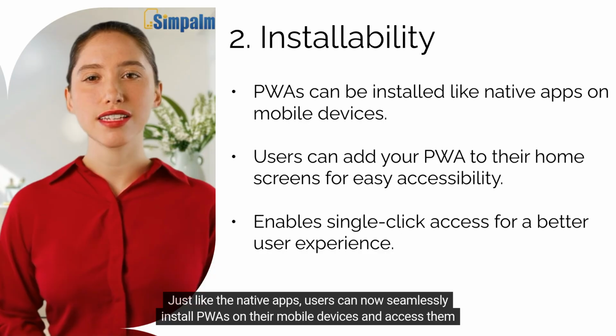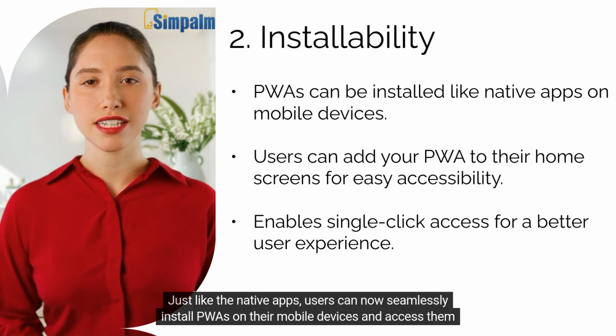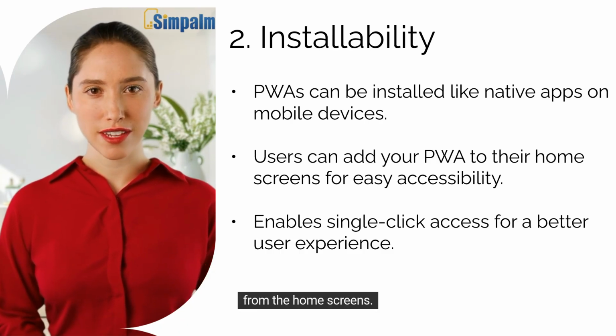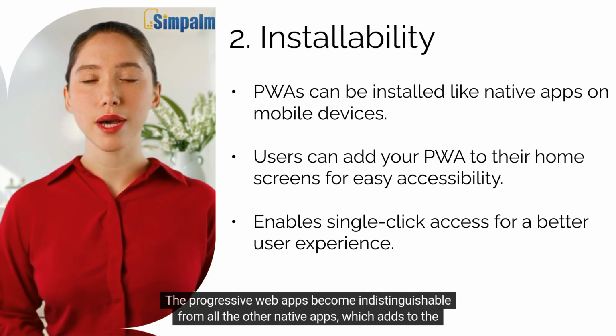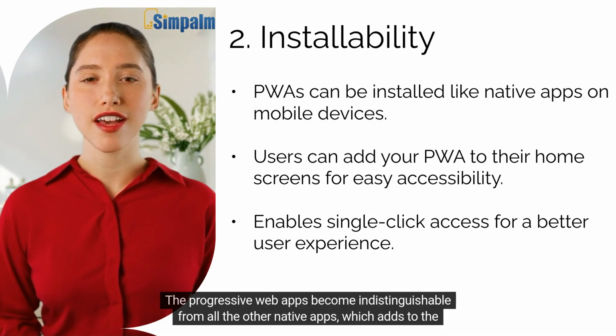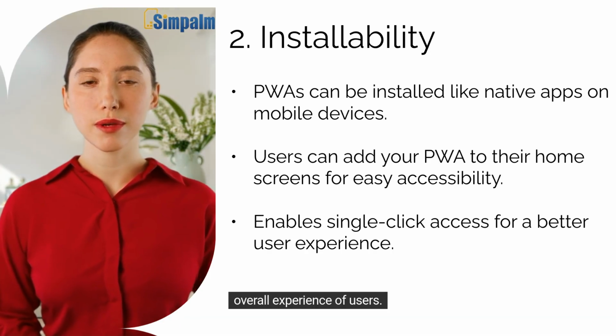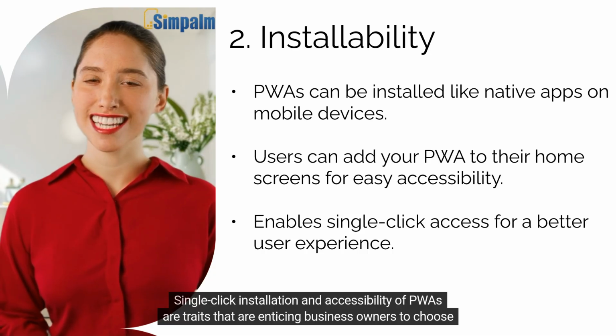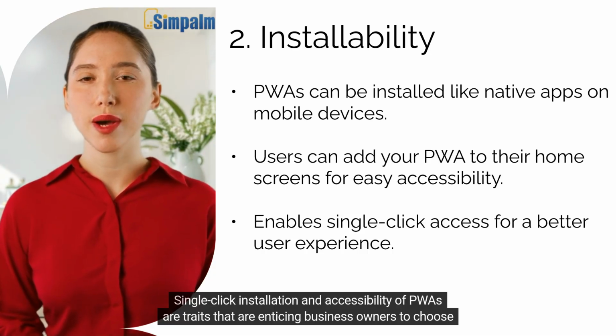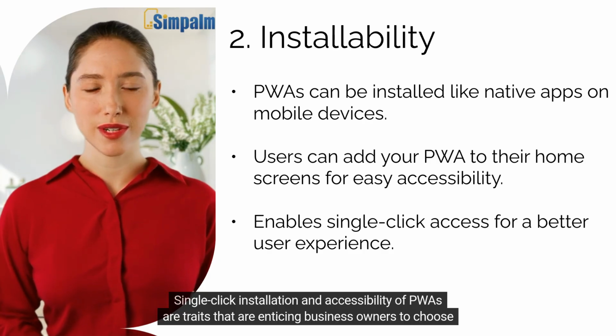Installability. Just like the native apps, users can now seamlessly install PWAs on their mobile devices and access them from the home screens. The progressive web apps become indistinguishable from all the other native apps, which adds to the overall experience of users. Single-click installation and accessibility of PWAs are traits that are enticing business owners to choose them over native apps.